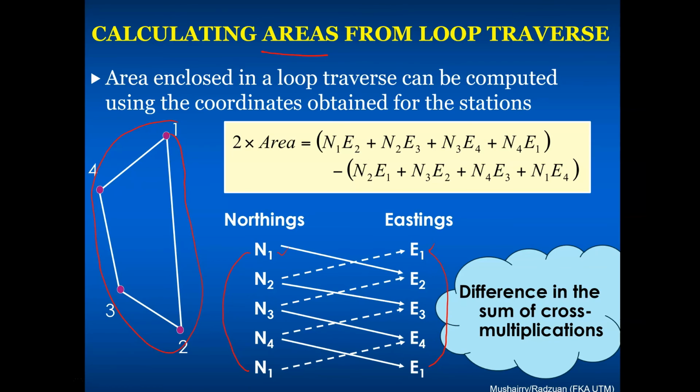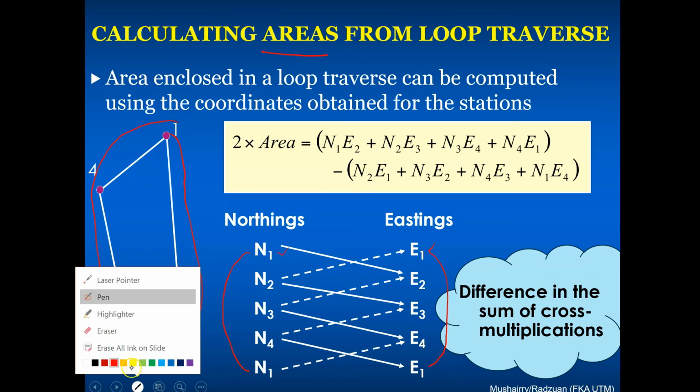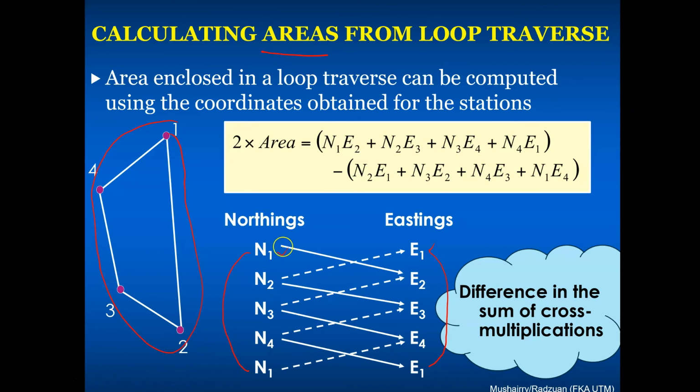Then what you do next, I will change color now, I'll take yellow. You do what we call cross multiplication. N1 multiply E2, plus N2 multiplies E3 and so on. So that's here. Okay, change to green now. So that's this one here. Then you do the other way, to the other side, going up or going down, it doesn't matter: N2, E1, N3, E2, and so on.